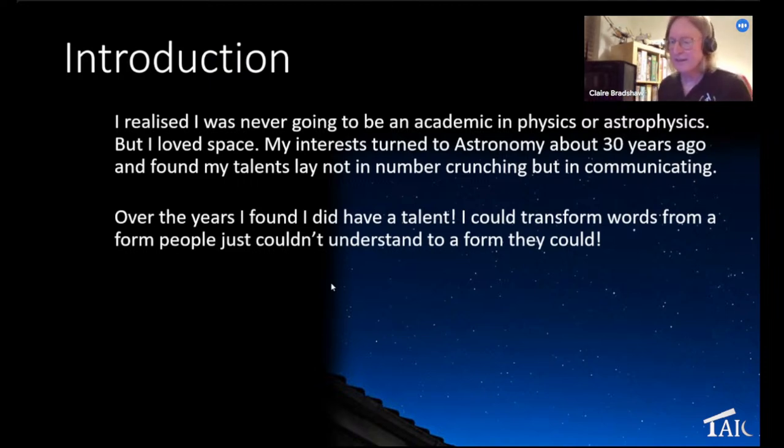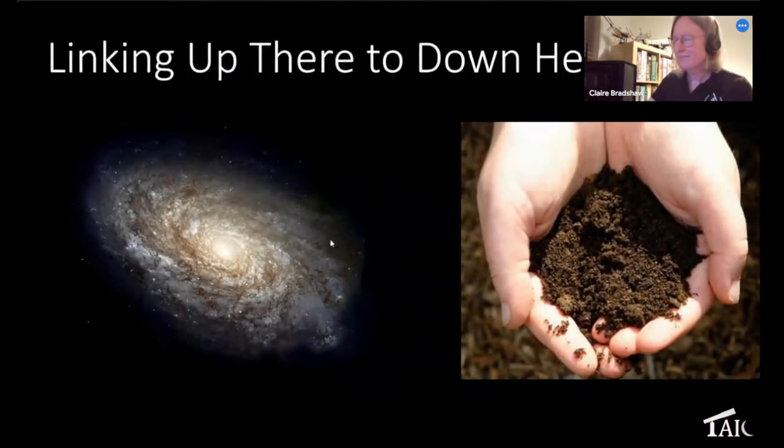So I'm an e-learning developer, and this is how I then take subjects from astronomy and astrophotography and convert them in a way that people can understand. So how do I link what is up there to what is down here? There is an intrinsic link between what is up there and down here. And we as astronomers or astrophotographers get quite focused on what it is that we're seeing without thinking about this link.